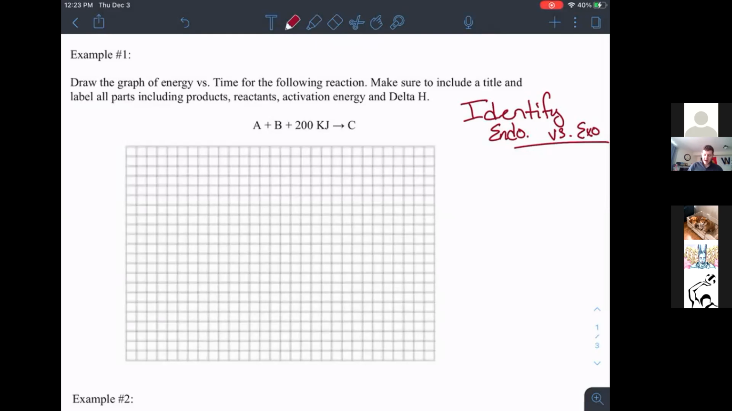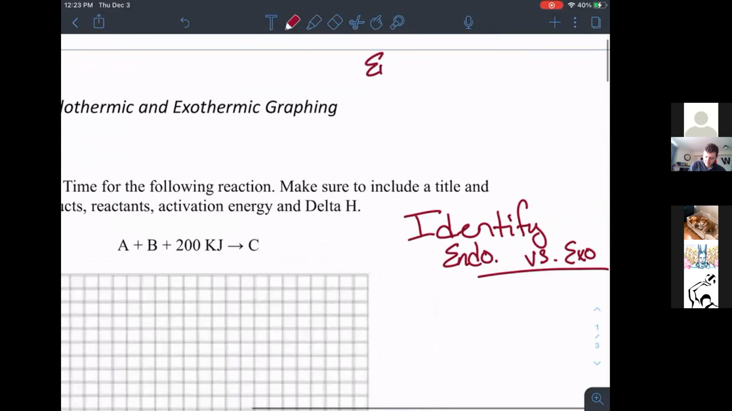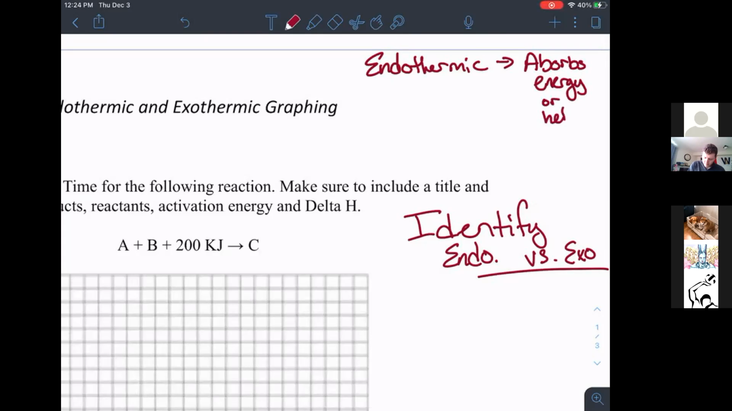We should remember that endothermic, if we write it up here, absorbs or gains energy. So the system is getting hot, which means everything around it gets colder. So endothermic absorbs energy or absorbs the heat, and everything else around it is going to get cold. And then exothermic releases heat or energy.